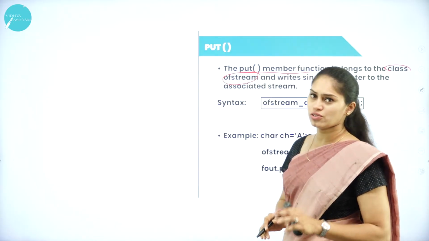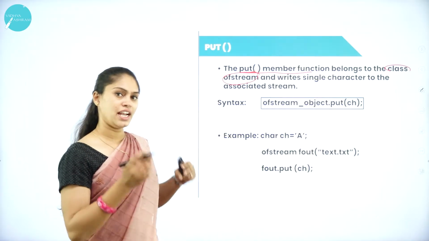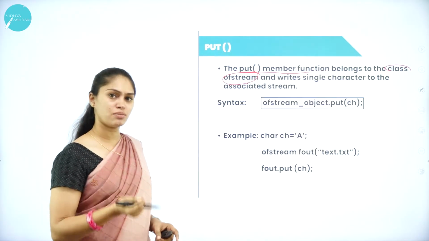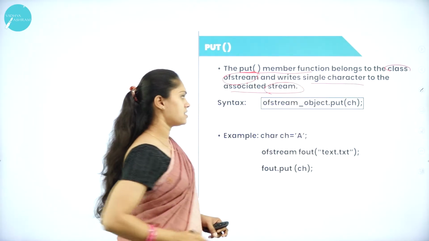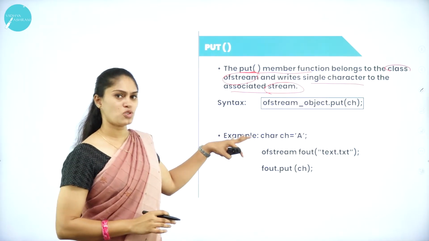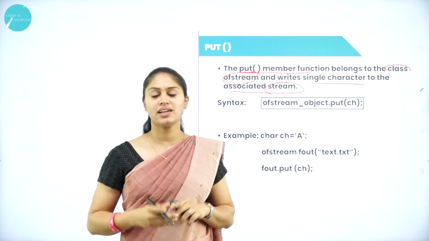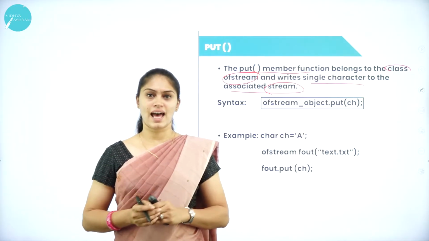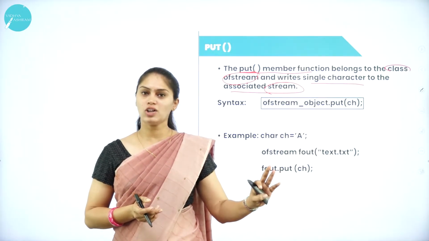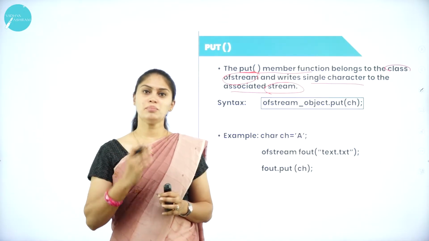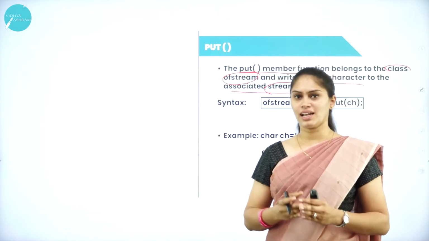What will it do? It will write a single character. If it is get, it will read. If it is put, it will write a single character to the associated stream. So what am I supposed to take now, ifstream or ofstream? ofstream, because put belongs to the ofstream class. So I create an object for ofstream, and with that object I can call the member function put, which is used to write a single character to a particular stream.